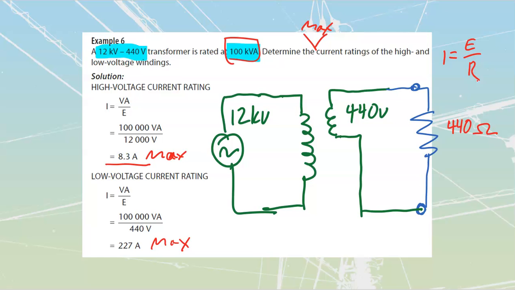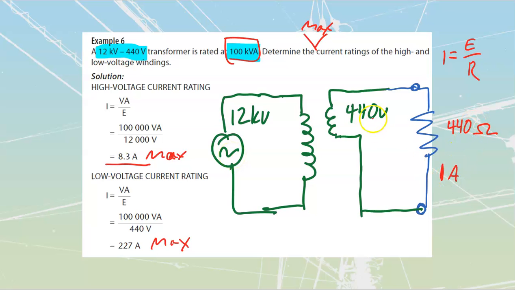So if I take 440 volts and divide it by 440 ohms, I see that I've only got 1 amp of current. Does that 1 amp of current get supplied magically, or does it come from this source through the process of transformation? Absolutely, it comes from that source, so it's going to have to be supplied on this side. So what I can do is create my VA.